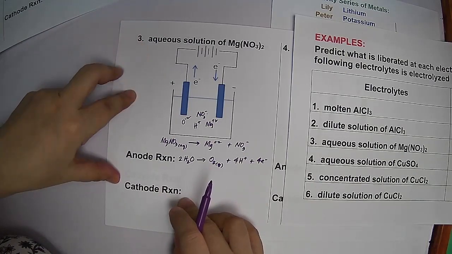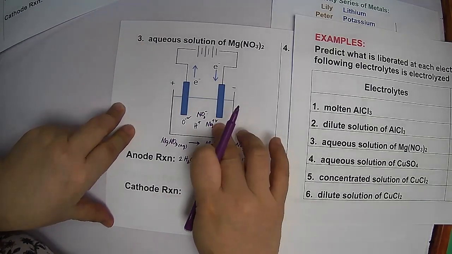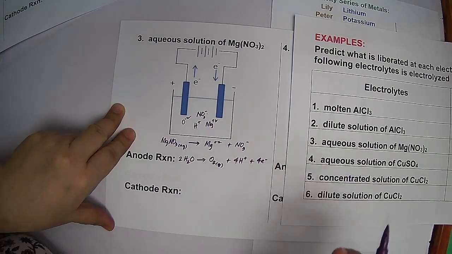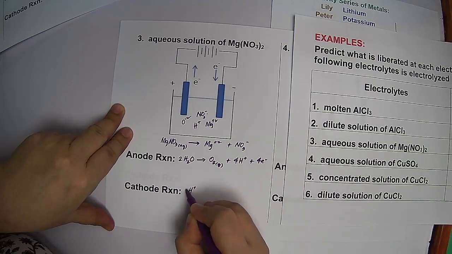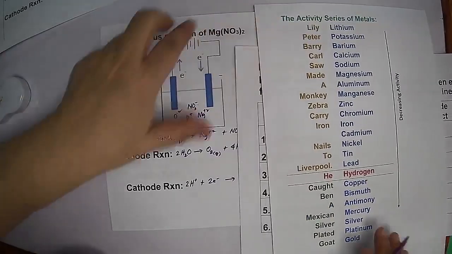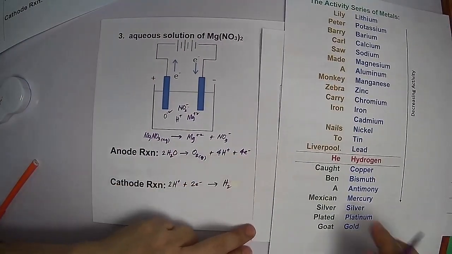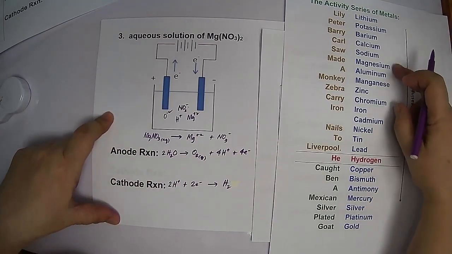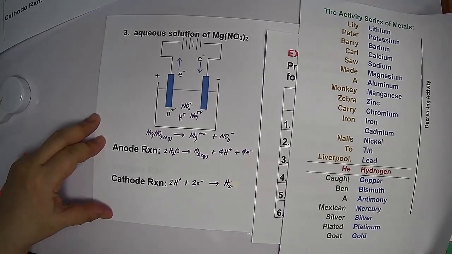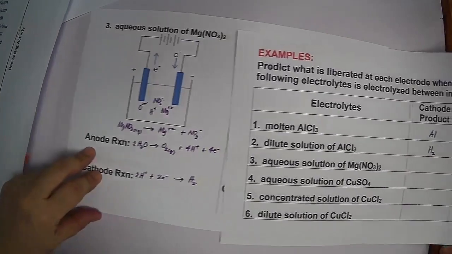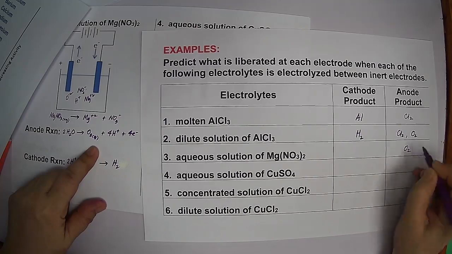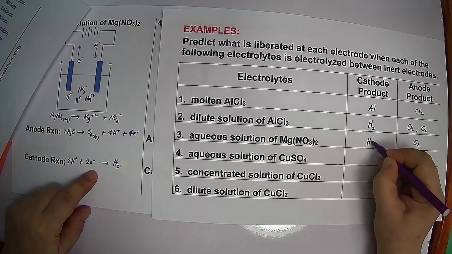the presence of water will not reduce the magnesium ion. It is the hydrogen ion, 2 hydrogen ion plus 2 electron will give you hydrogen gas. Again, hydrogen is below activity of magnesium, so it is hydrogen that is deposited at the cathode, not the magnesium. So we fill up the table. In your anode, you have oxygen, and in the cathode, you have hydrogen.